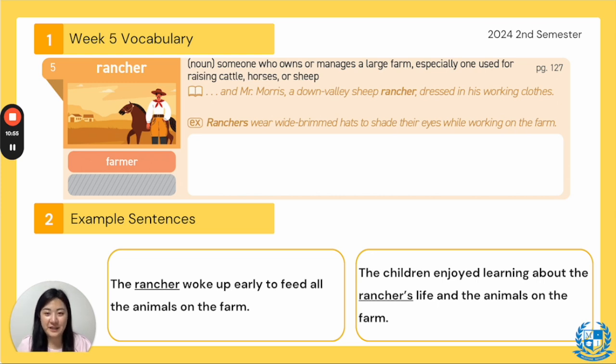Let's look at the example and read together. Ready? 1, 2, 3. Ranchers wear wide-brimmed hats to shade their eyes while working on the farm. So they're not going to wear a baseball cap, but they're going to wear one that's wide, as you can see at the top in the picture. Let's look here. It says, the rancher woke up early to feed all the animals on the farm. Yes, that is one of the responsibilities of a rancher. Next one, it says, the children enjoyed learning about the rancher's life and the animals on the farm. So maybe you could go visit one of the farms. I know in America you can go visit these farms, especially during apple picking time, and just talk to them and learn about their lifestyle. It's really fun.